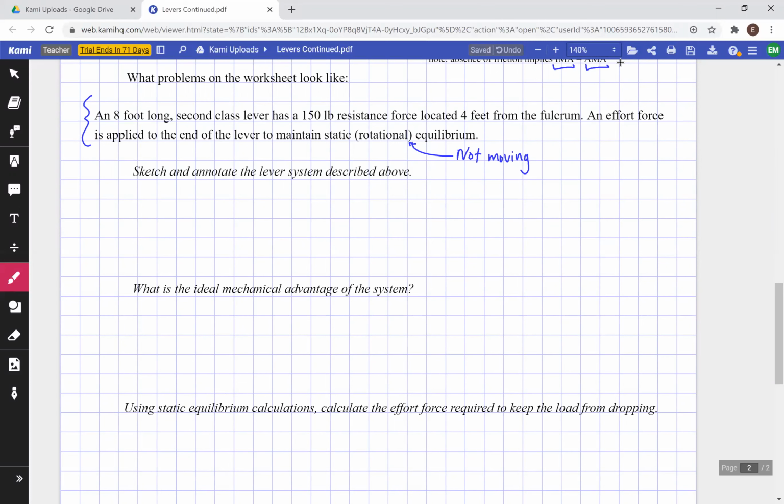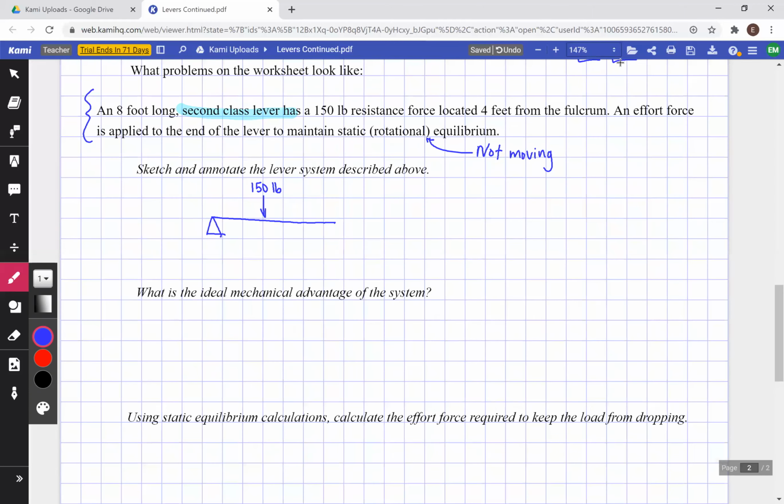So let's sketch and annotate the lever system described above. So we've got a second-class lever. Now, a second-class lever, remember, has the fulcrum at one end. And then we've got the load in the middle. Think about a wheelbarrow. A wheelbarrow is a second-class lever. We've got a load in the middle. We'll have that pushing down. And we know that that's 150 pounds. And then we've got an effort force at the other end. We'll call that FE.